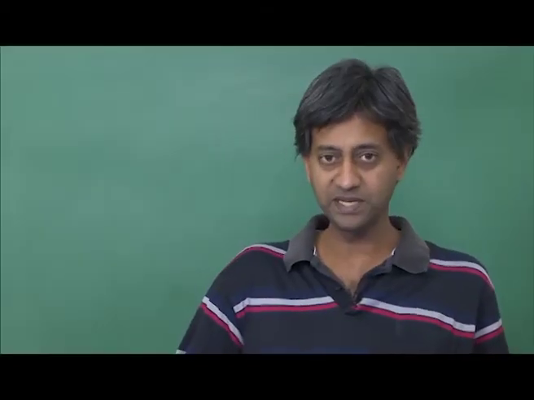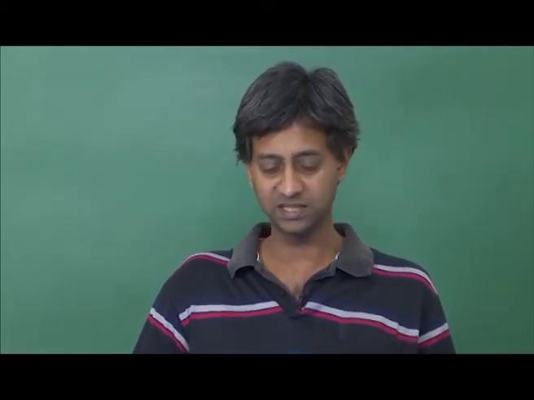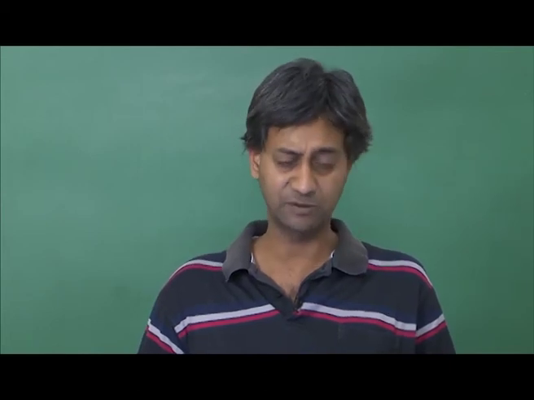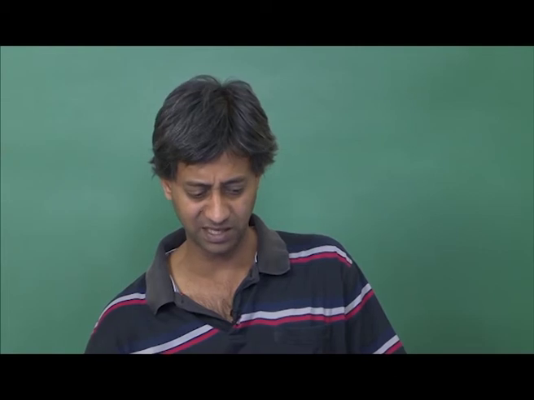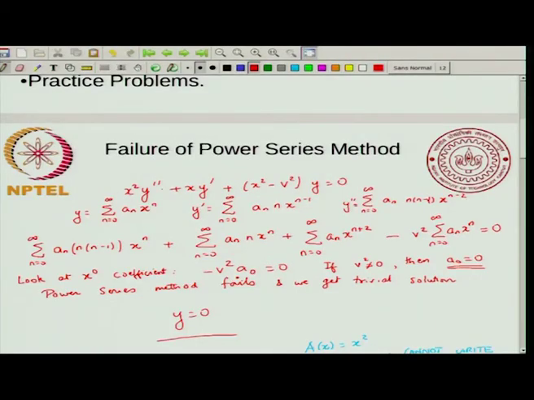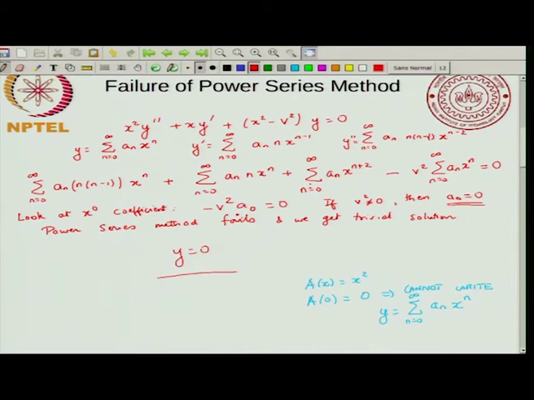In the next class we will take the Bessel equation, which is exactly the equation that I showed at the beginning of this class: x squared y double prime plus x y prime plus x squared minus v squared y equal to 0. That is called the Bessel equation. We will take that, try to apply the Frobenius method, and see what we get. With that I will stop today's lecture.